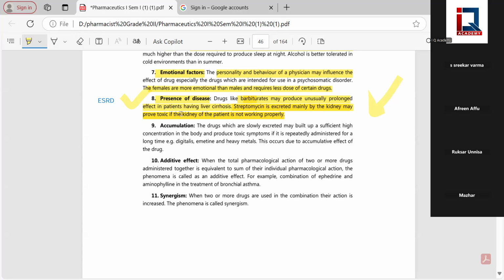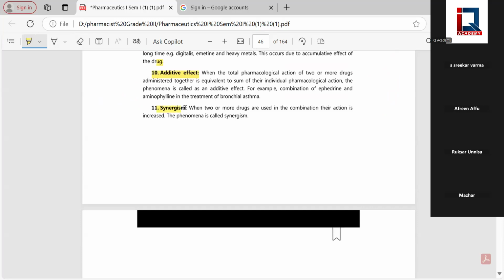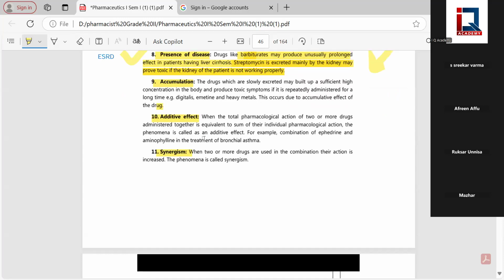So you should keep in mind that disease is also a factor in governing the route and dose, the posology. Then drug accumulation is also a factor, and very important. Additive effect is a factor. Synergistic effect is also a factor, right? So how come drug accumulation is a factor? Let's move a little bit faster.